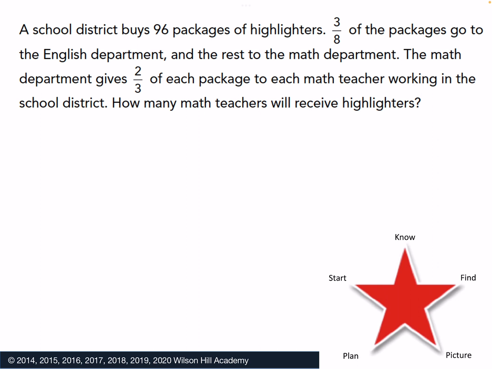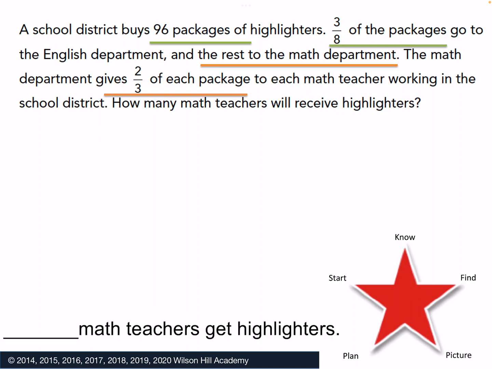All right. Well, first of all, we're going to find out what we know. We know that we start with 96 packages of highlighters. 3/8 of those are going away to the English department, and we're going to work with the rest, which are staying in the math department. And 2/3 of each package is going to be given to each math teacher in the district. So then that brings us to what we need to find, which is how many math teachers will get highlighters.